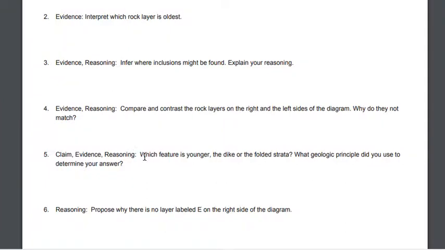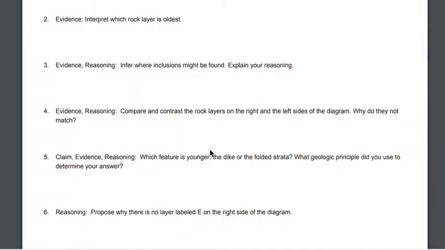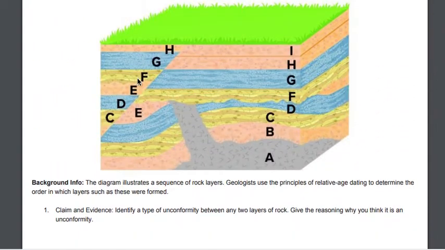The next question says, which feature, the dike or the folded strata, is younger? And what geologic principle would you use? Which one is younger, this area here that got buckled, or the intrusion here? We've talked about that a few times, so I want you to go back and listen. I think I already said it in this video, but in the other videos, to tell which one would be older or younger, and then name the principle that goes along with it. This is in section 2 of your book.